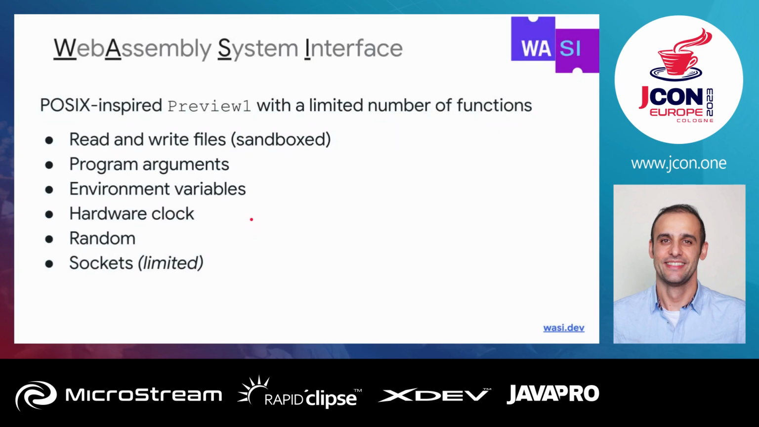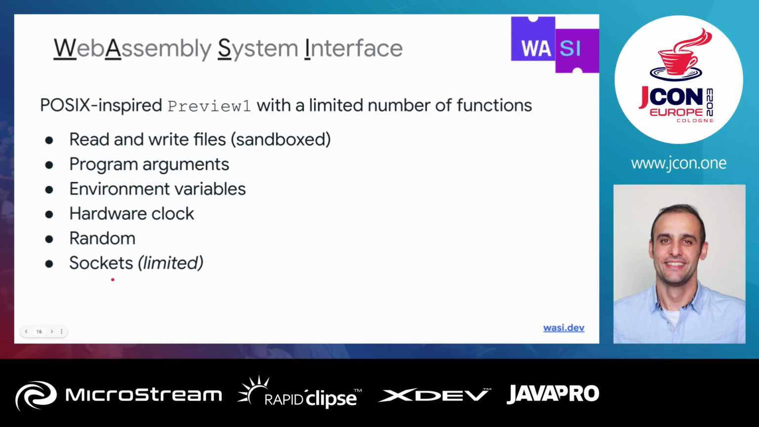But when you look at WASI, it's POSIX inspired preview 1, so it's still preview 1. It's nothing finished yet, and I think they're also working on preview 2. And it's a very limited number of functions right now. So you can do things like read and write files. You can read program arguments, get environment variables, and a few other things. And they also say there's limited socket support.